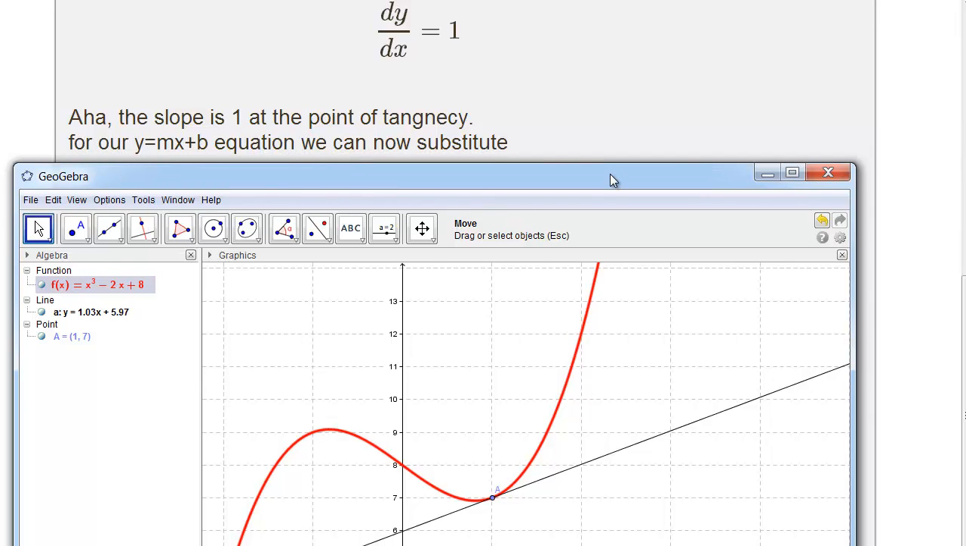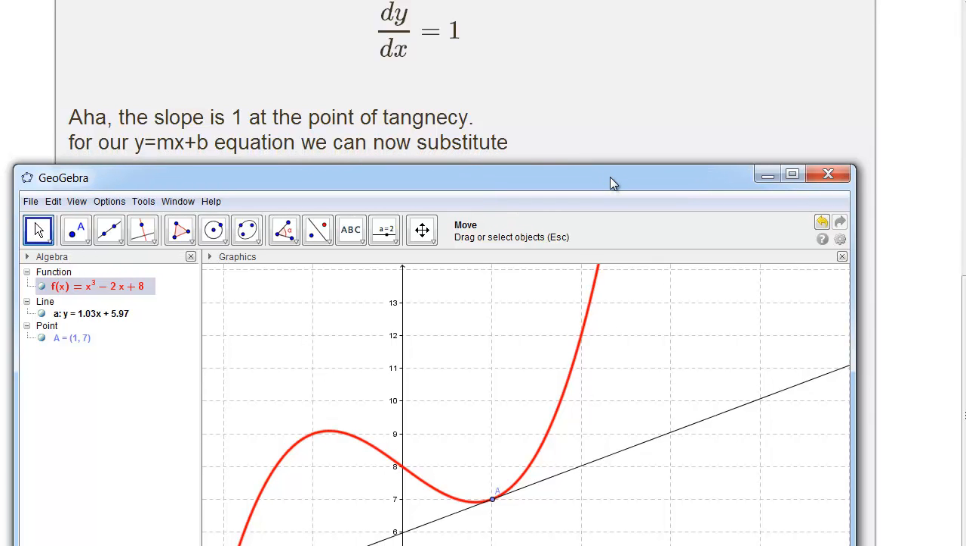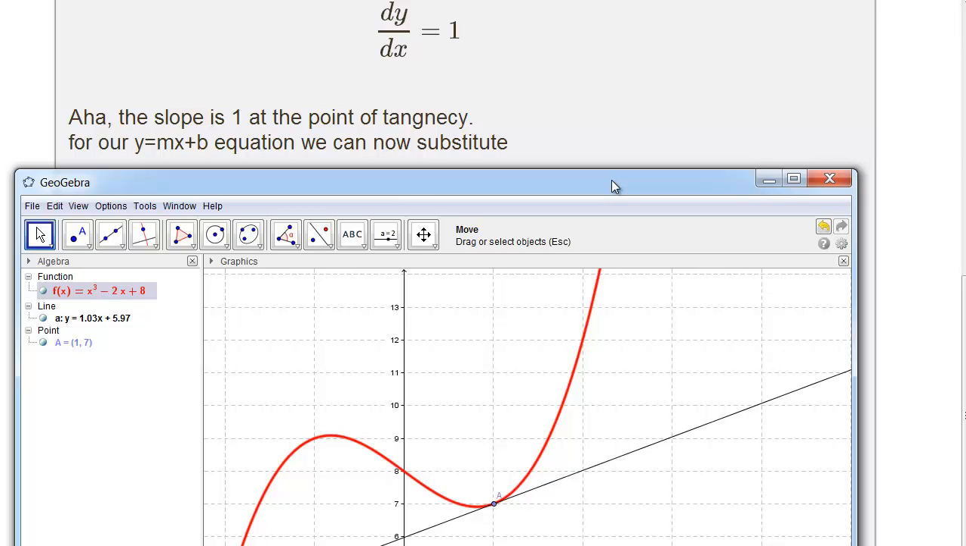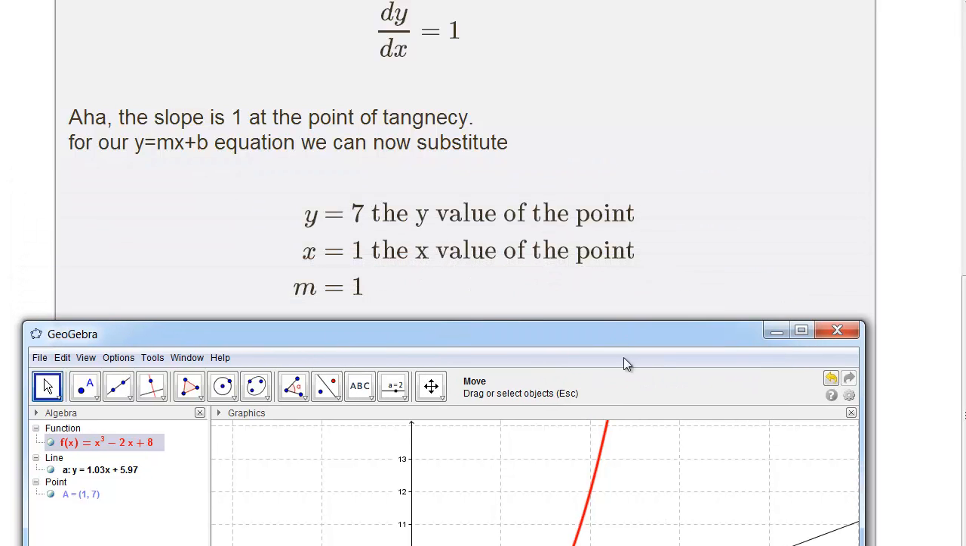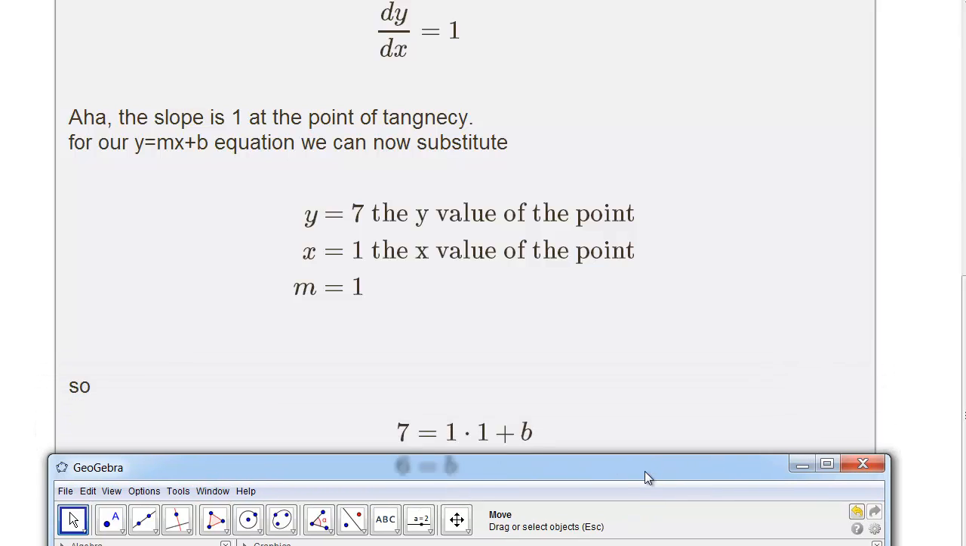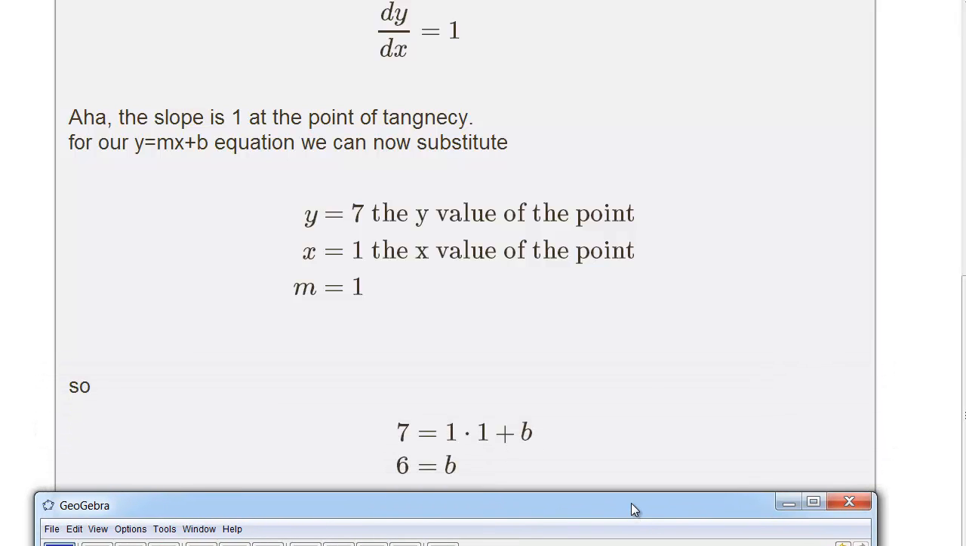So let's construct our y equals mx plus b equation. We have a y, we have an m, we have an x. We just need to solve for b. So we substitute those values into that equation and solve for b. b is 6, b is the y-intercept, and we verified it graphically.